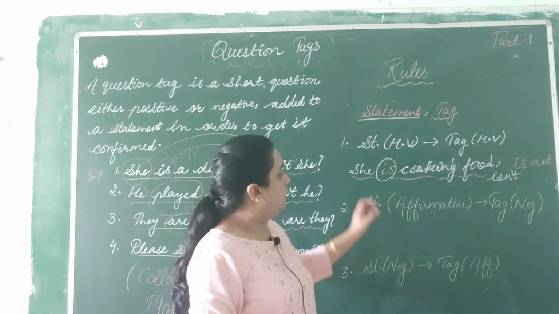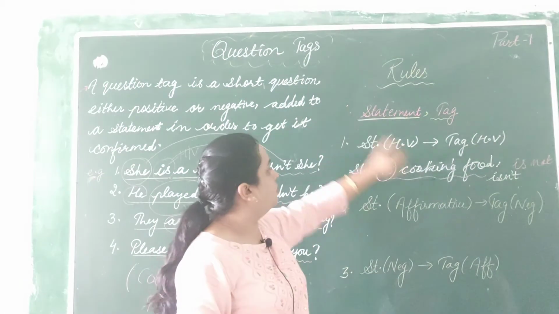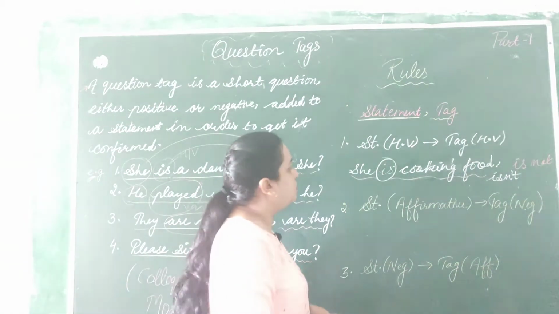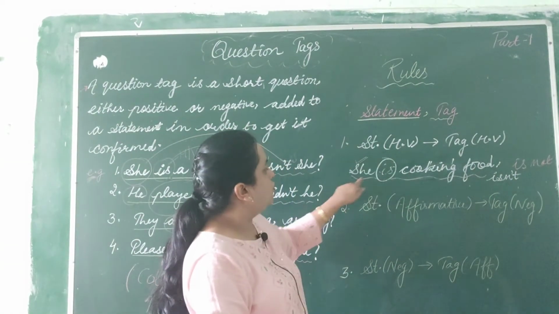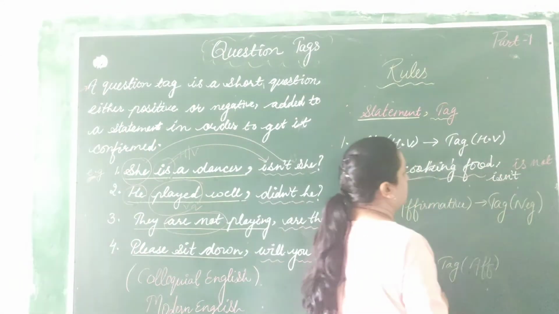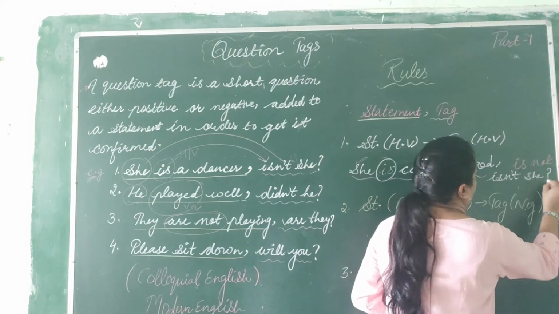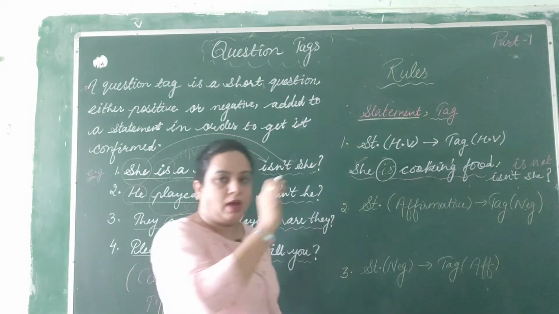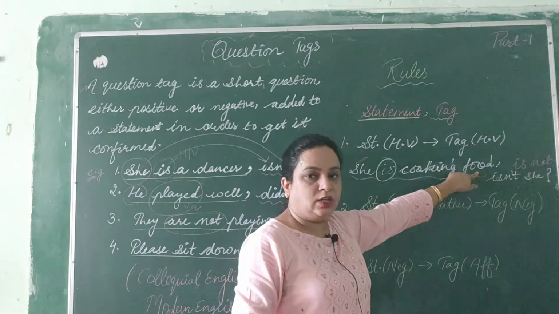Now the third thing is, we have to keep the subject also. So what is the subject in the sentence here? It is she. So we have to add she after that. So isn't, then what is the subject? That is she, and in the end you will put an interrogation mark. Okay. So she is cooking food. This is the statement given to you.